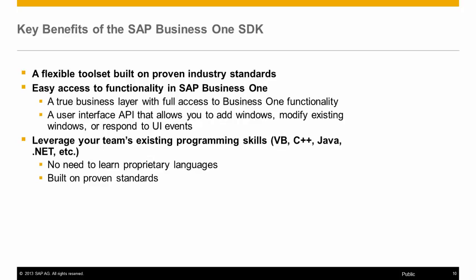Key benefits of the SAP Business One SDK are a flexible toolset built on proven industry standards. It's easy access to functionality in SAP Business One through a true business layer with full access to Business One functionality. A user interface API that allows us to add windows, modify existing windows, and respond to UI events. You can also leverage your team's existing programming skills such as VB, C++, Java. Therefore, there's no need to learn any proprietary languages, and you can use industry standards that your team's already built skills on.